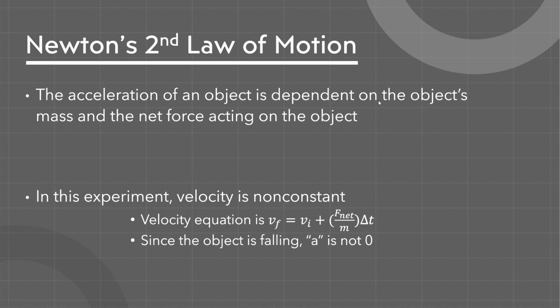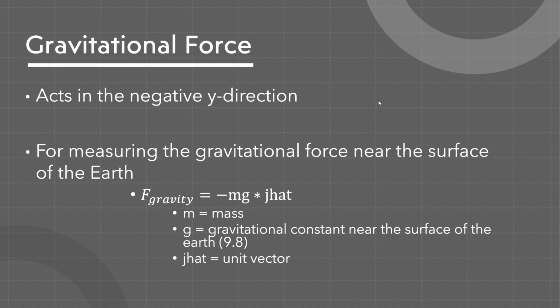The first fundamental is Newton's second law of motion, which states the acceleration of an object is dependent on the object's mass and the net force acting on the object. In this experiment, the net force or acceleration is non-zero, so the velocity update equation, v final equals v initial plus F net over m times delta t, will not state the initial velocity is the same as the final velocity.